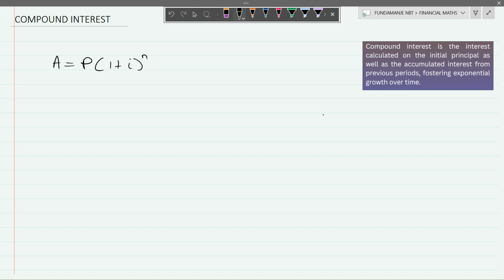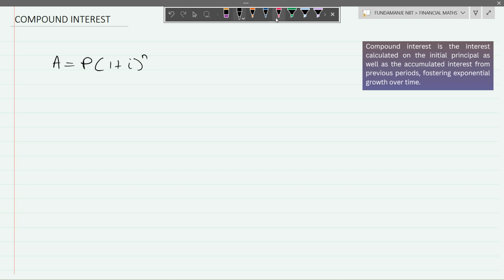So compound interest is the interest calculated on the initial principal as well as the accumulated interest from previous periods, fostering exponential growth over time. So here A, P, i all mean the same thing as simple interest, where A is our principal amount plus the interest, P is the principal amount, i is the interest rate being applied, and n is the number of compounding terms. Notice how I don't say n is the number of years, but the compounding terms.